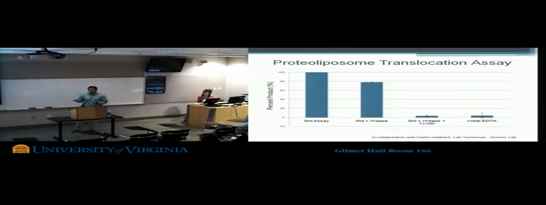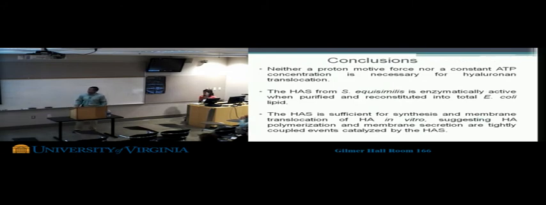So the hyaluronan synthase must have been efficient at translocating hyaluronan into these vesicles. So my conclusions from this project are neither a proton motive force nor a constant ATP concentration are needed for translocation, which indicates that an ABC transporter is not really involved in this system. Also, that the hyaluronan synthase can be purified and is active in proteoliposomes, and the hyaluronan synthase is sufficient for synthesis and translocation, suggesting that they're tightly coupled processes.